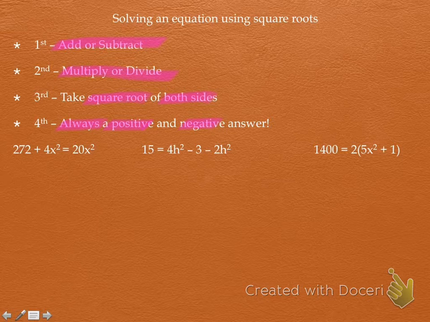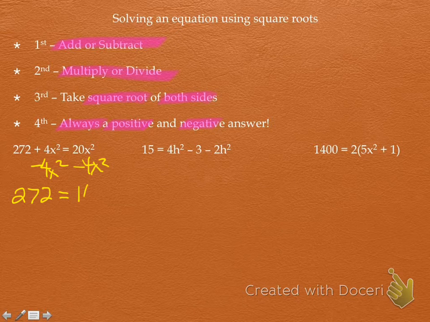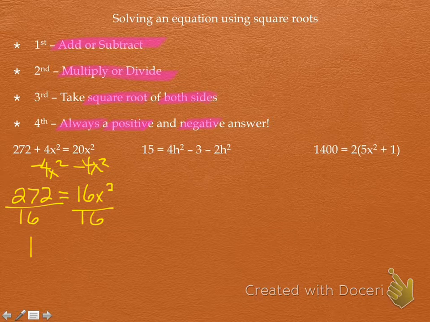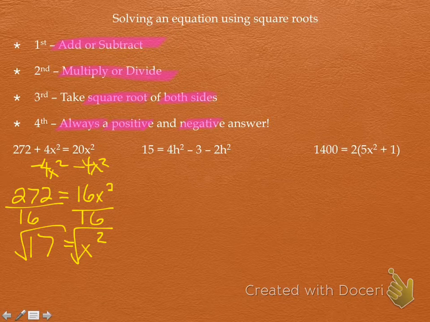So here for this first one. First thing I want to do is subtract 4x squared from both sides so that I get my x's on the same side, my like terms. So I get 272 is equal to 16x squared. Divide by 16. So 272 divided by 16 equals 17. So 17 is equal to x squared. And then take the square root of both sides. And so I get, always remember the plus or minus, and then 4.1 is equal to x. So those are my two answers.